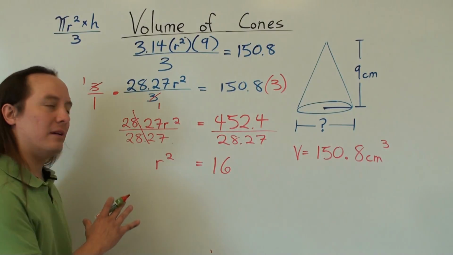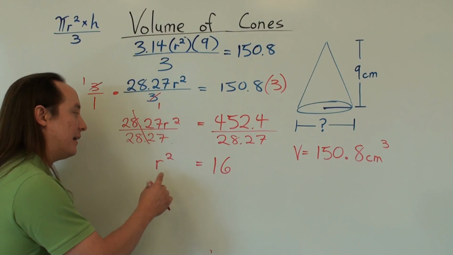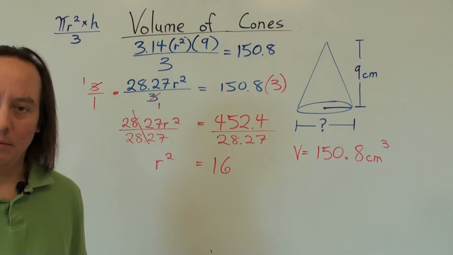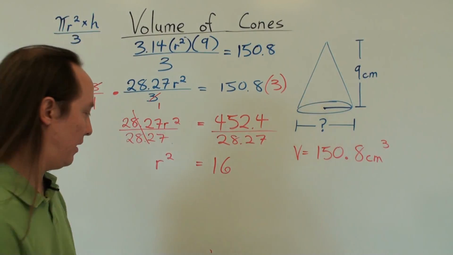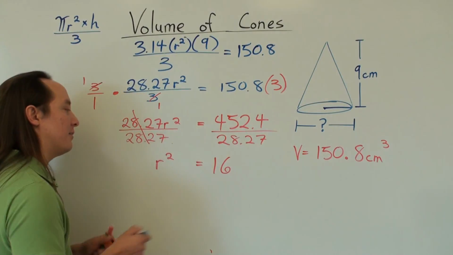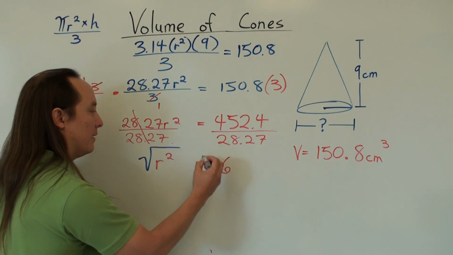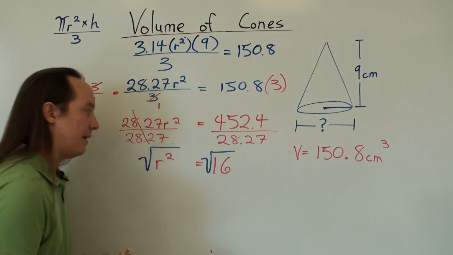All right, so now we're at the last step of the equation. And again, we don't want to know what r times r is, which is 16. We want to know what just plain r alone is, right? So to do that, we have to take the square root of both sides. Square root of both sides.